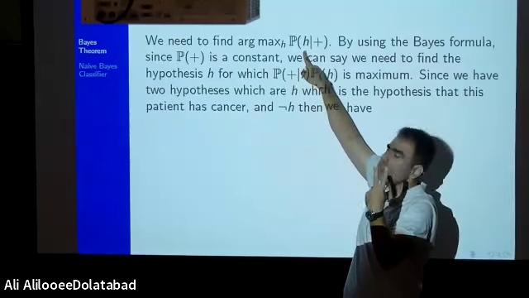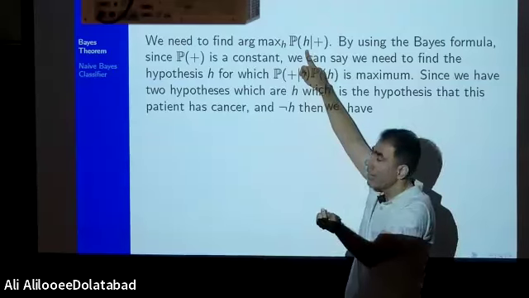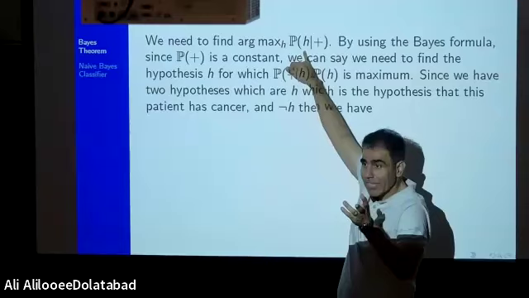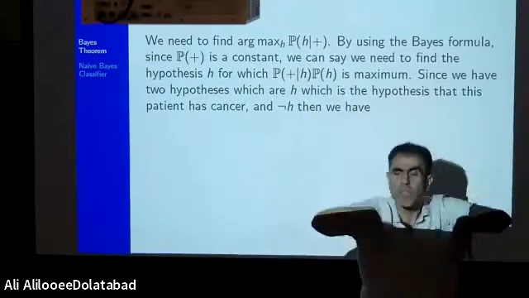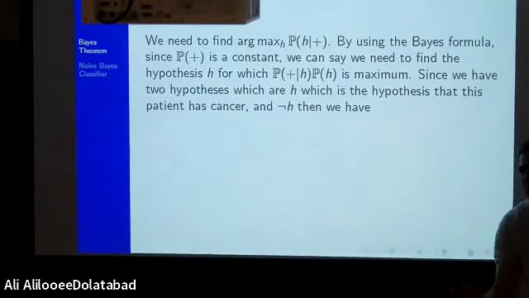Then two probabilities should be evaluated: the probability that the person has cancer when the test comes positive, and the probability that the person doesn't have cancer when the test comes positive. Among them, the one which has the higher probability is the one used for diagnosing.